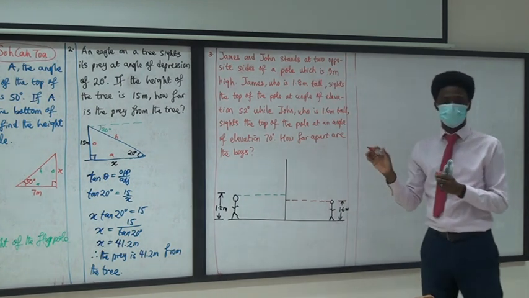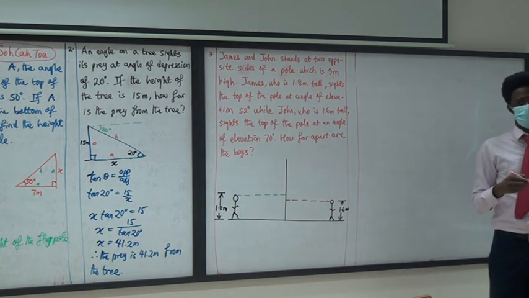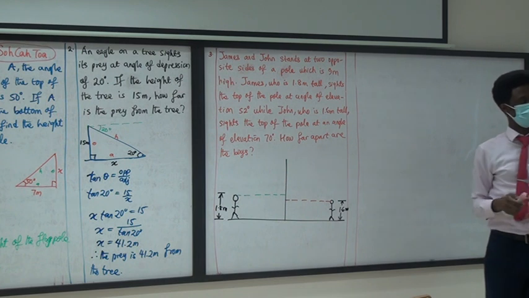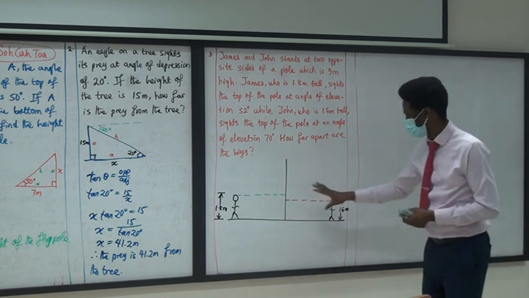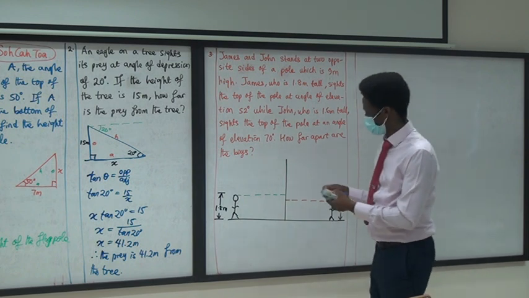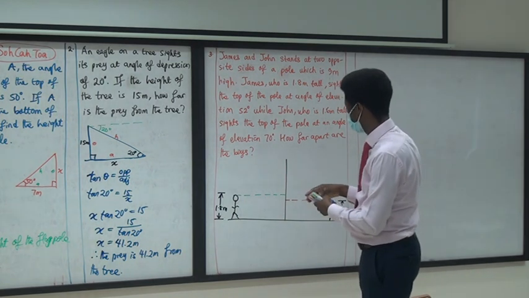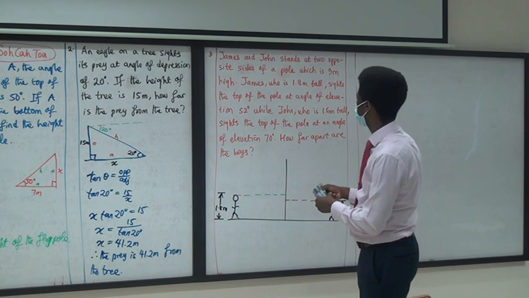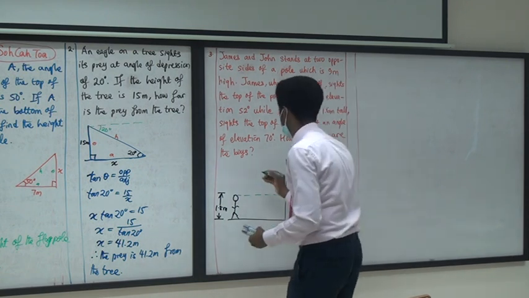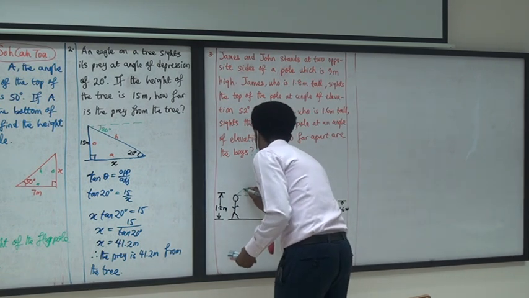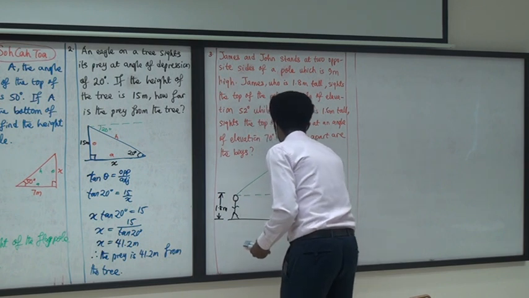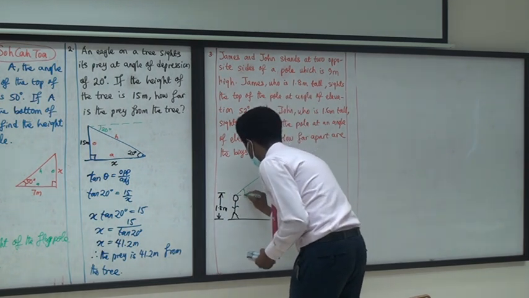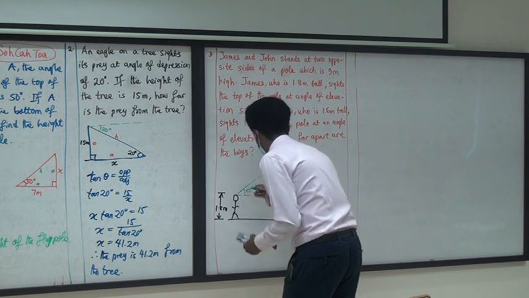So that the difference, we can discuss that, probably not just 0.1. I just want to make the calculation not so trivial. Okay? So these are the two heights. James, who is 1.8 meters, sights the top of the pole at an angle of elevation of 52 degrees. So basically, like that. This angle is 52 degrees.